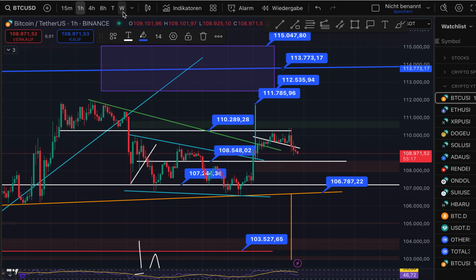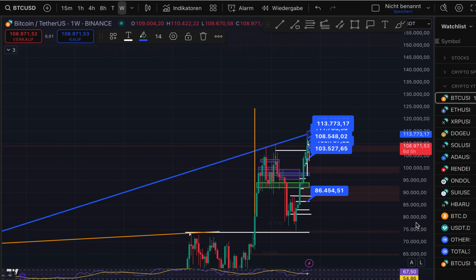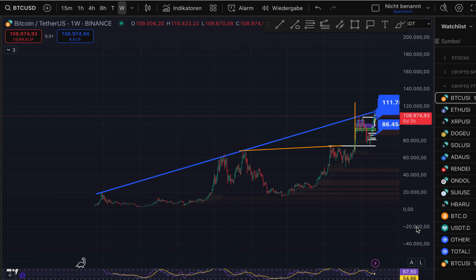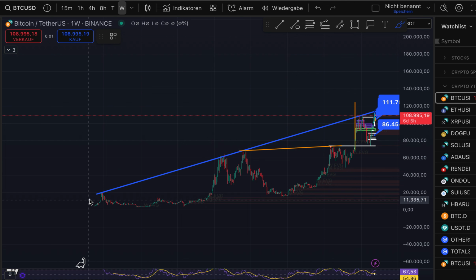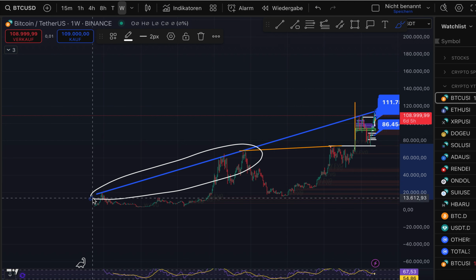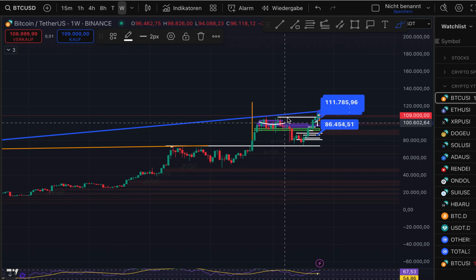$113,775. So if you are on my channel daily, then you know that trend line. If you are new, then it is a trend line on the weekly chart, which is connecting all the all-time highs with each other. I connected first those three all-time highs with each other, and predicted those two all-time highs in 2024 and 2025. It worked there.